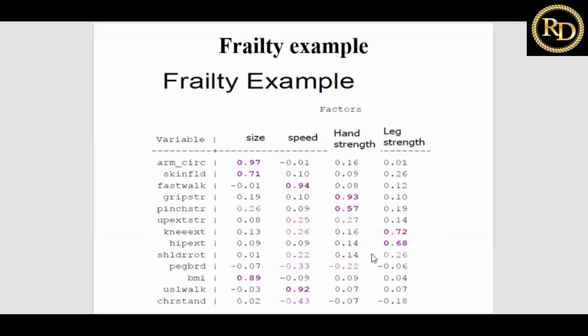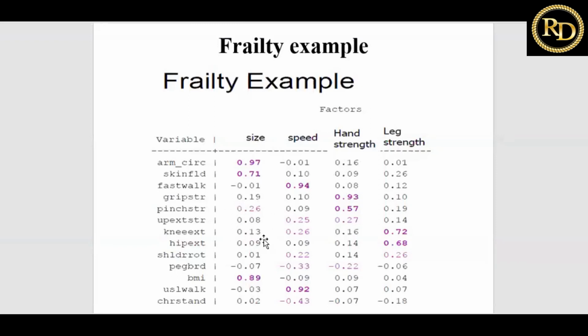Okay, so I am coming back to the previous example, which we discussed about what the variables are. In that example, let's say I got all these as my variables. On the first column you can see these are my variables: arm circumference, skin fold, fast walk, grip, like that. Here you can see these are my factors: size, speed, hand strength, leg strength. And here you can see these are your values.